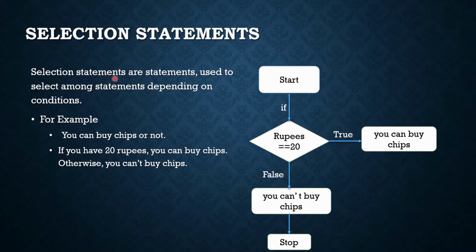Today we will learn about selection statements. Selection statements are statements used to select among statements depending on conditions. For example, you can buy chips or not. Let's suppose you have 20 rupees, you can buy chips, otherwise you can't buy chips. Understand this with this flow chart. If rupees are 20, the condition is true, then you can buy chips. If this condition is false, then you can't buy chips.